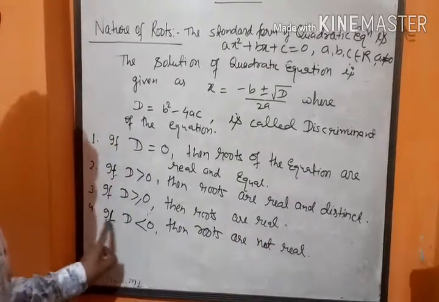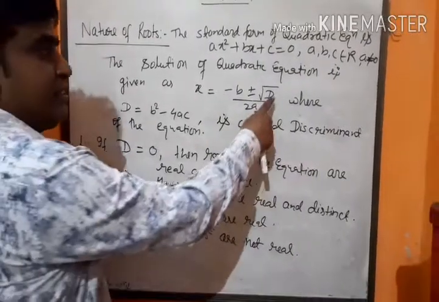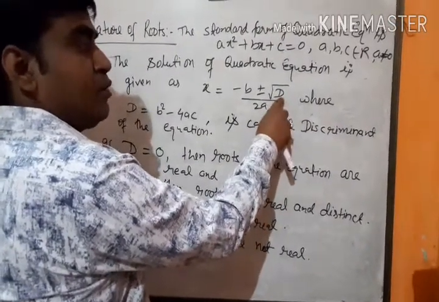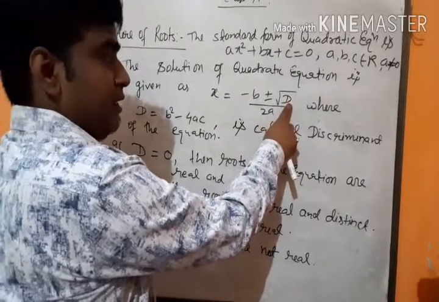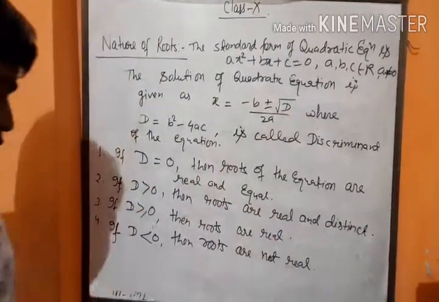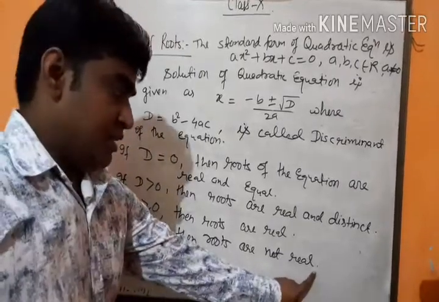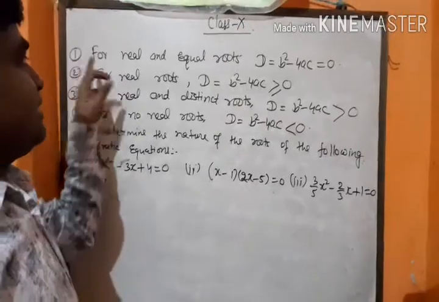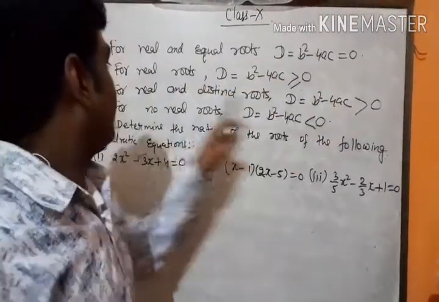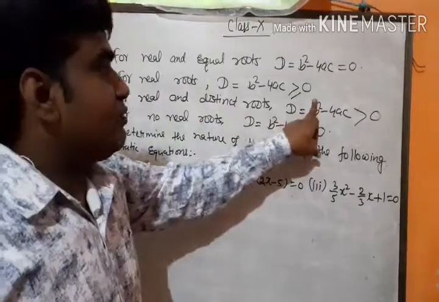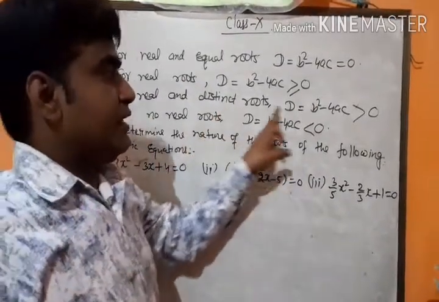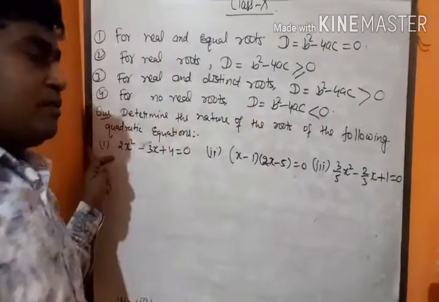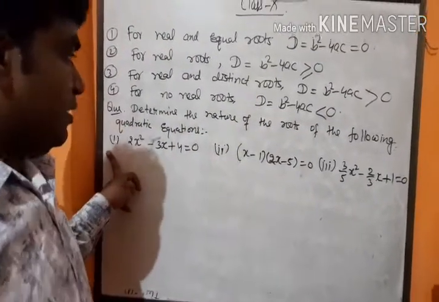Now the fourth condition: if D < 0, whenever D is less than 0, it means that D is a negative number, and we know that the square root of a negative number is not a real number, it is an imaginary number. So the roots are not real, they are imaginary. Now in short, we can say that for real and equal roots D = 0, for real roots D ≥ 0, for real and distinct roots D > 0, and for no real roots D < 0.